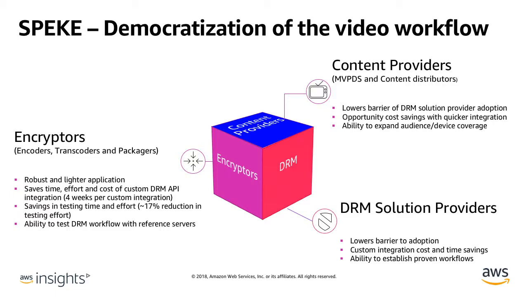So all of that incremental effort and time is saved because we have to only integrate once with SPEKE, and we can talk to any of the DRM solution providers who work with SPEKE, right? And it also helps us save a lot of testing time needed to test with different DRM solution providers. Once we're integrated with SPEKE, any DRM solution provider who works with SPEKE would work out of the box with that particular encoder.